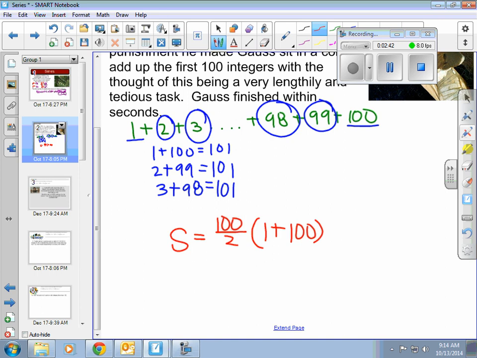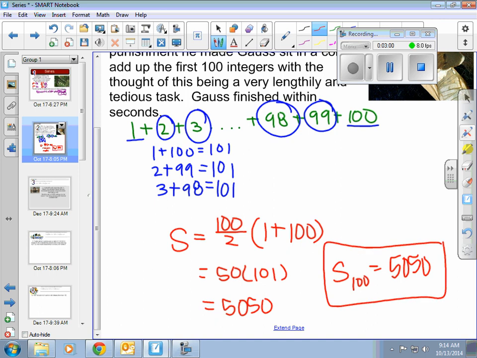So he went ahead and did this. He got 50 times 101, and that gave him 5,050. So from 1 to 100, the sum of the first 100 terms, which is the notation, would be 5,050. What we could notice is that the way he came up with the formula is that 100 was the number of terms, so that's my n. 1 was the first term in my series, so this would be a sub 1. And 100 was the last term, so this would be my a sub n.